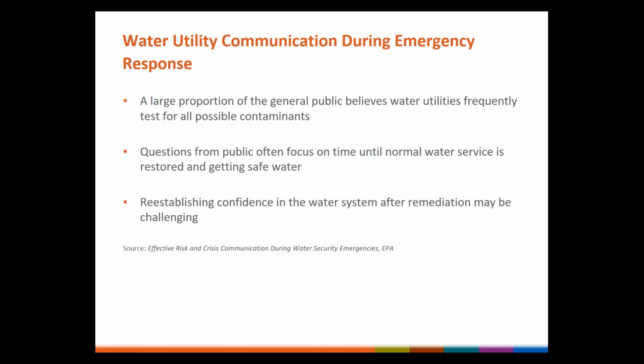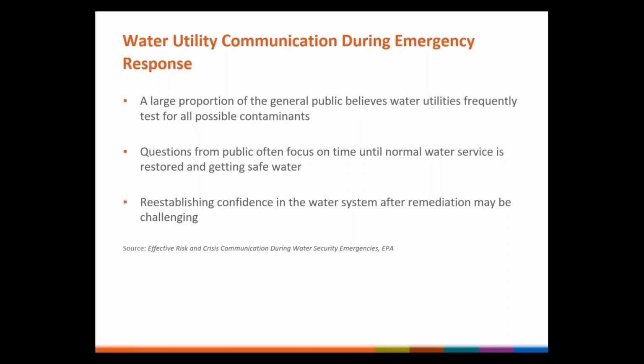And these are some tools that will be directly relevant to you as water professionals. So here are some principles that I think are applicable from EPA's effective risk and crisis communication during water security emergencies, that talk about how a large proportion of the general public believes that water utilities frequently test for all possible contaminants. And so at the beginning, that will have to be something that you talk about. Here's what we do, here's how we test, here's how we know the water is safe. Here are the things that will trigger us to know that there is a problem with our water.